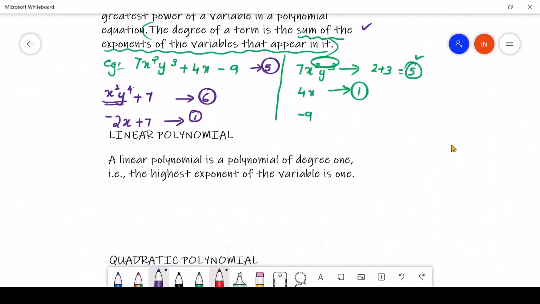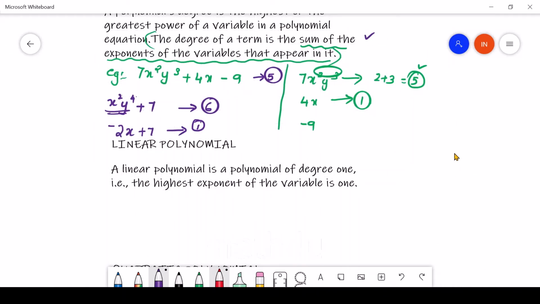Now, there are different types of polynomials: linear, quadratic, cubic, etc. A linear polynomial means what? First of all, a linear polynomial is a polynomial of degree 1. So the highest exponent power should be 1. Let me take the same example over here: negative 2x plus 7. What is the degree of this one? We have already seen that it is 1. So this can be an example of a linear polynomial, right? The second one, negative 7x plus 8, here also 1. So these are examples of linear polynomials.